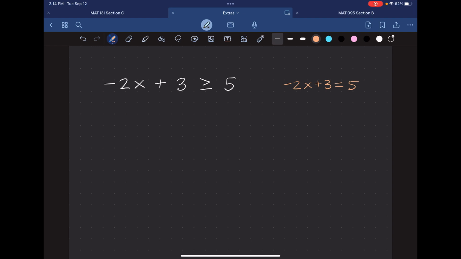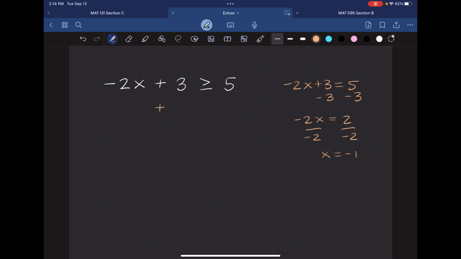So if we had equals, we would probably start by subtracting off 3 from both sides, and we get negative 2x is equal to 2. And then we would end up dividing by the negative 2, and we'd get x is equal to negative 1. Well, we're going to take the same steps for the inequality, but we'll just have to watch out for the last step when we're multiplying or dividing if we have a negative number.